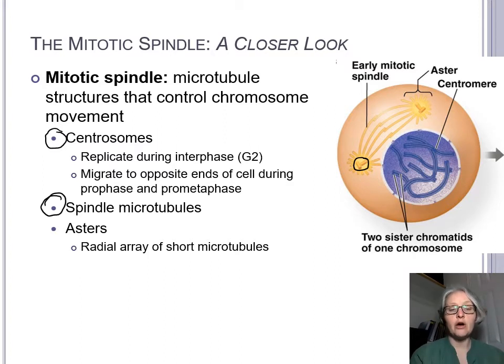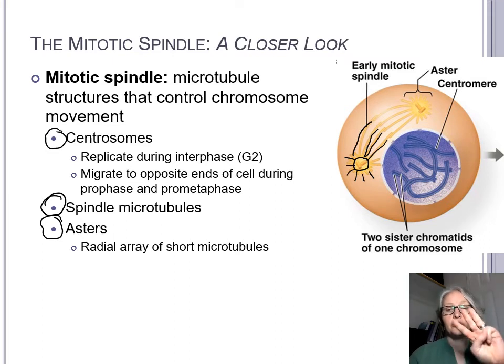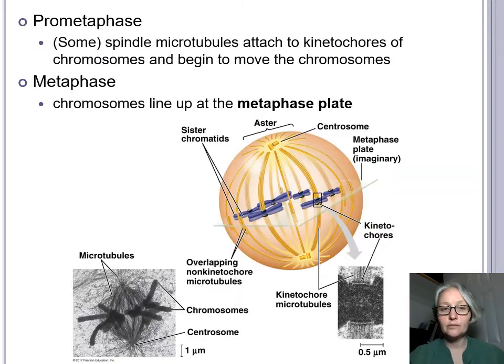Also part of our mitotic spindle are these things called the spindle microtubules. The spindle microtubules are these little yellow spaghetti noodle looking things. And then also the third part of our mitotic spindle is the aster. The aster is this short array of microtubules that comes out of the centrosome. So when we talk about the mitotic spindle, it's those three elements, right? We've got the centrosome, we've got the spindle microtubules, and we've got the asters.